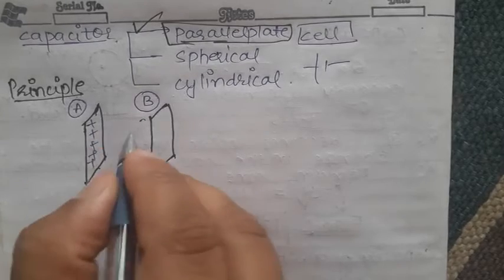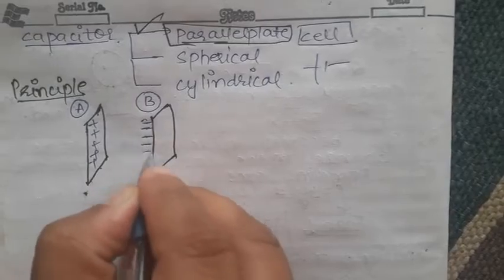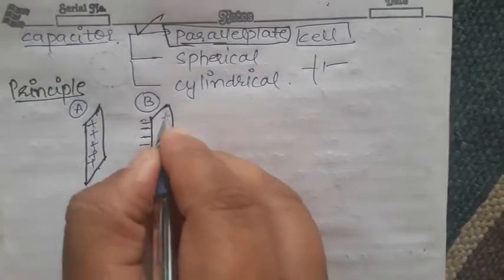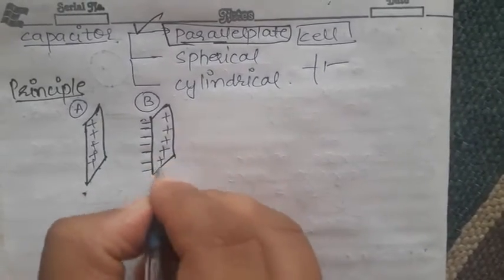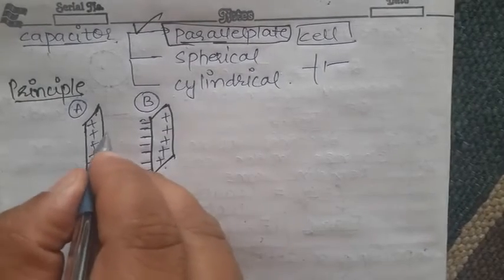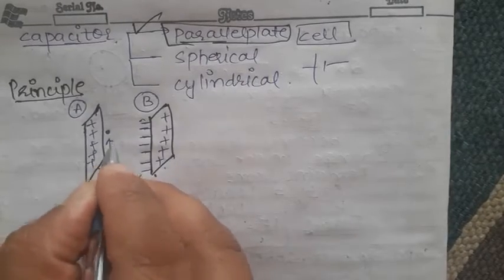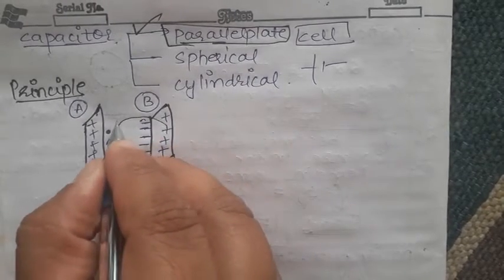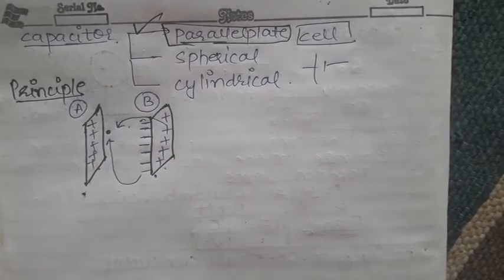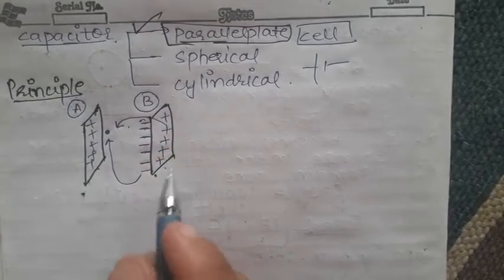So what will happen by induction? This face will acquire negative charge and the other side will acquire positive charge. Clear? Now the potential at this point, this negative will decrease its potential, but this positive will increase its potential. Why? Because positive is at high potential, negative is at low potential.